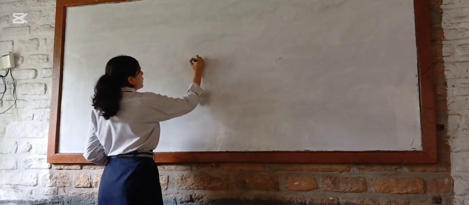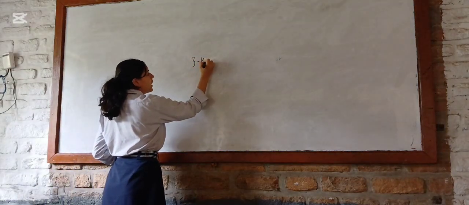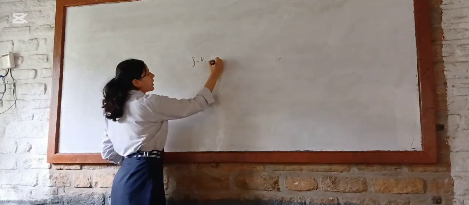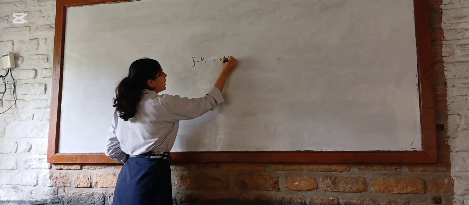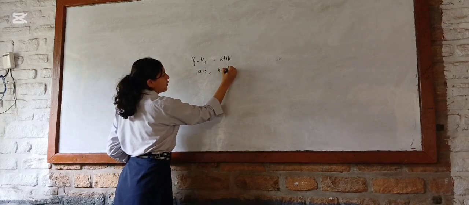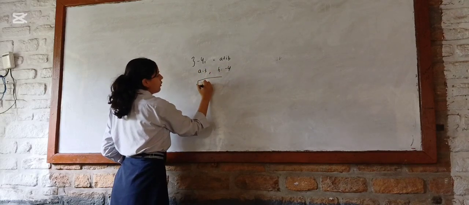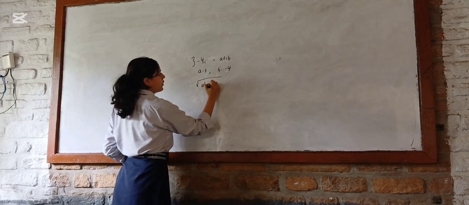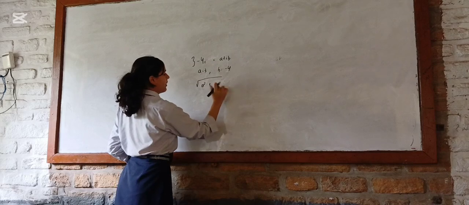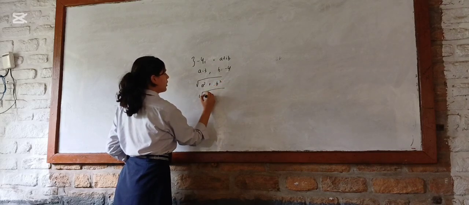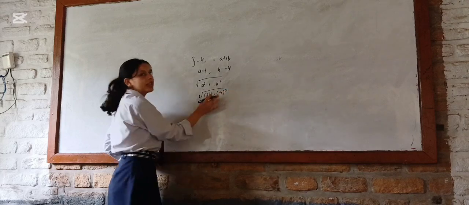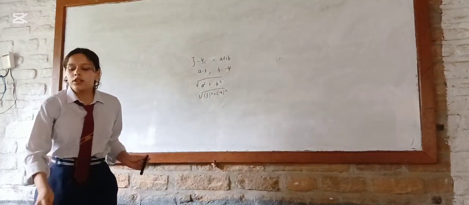From absolute value, you can be given a complex number like 3 minus 4i, and you will be asked to find the absolute value. You can just compare it with a plus ib. So in this situation, a is 3 and b is minus 4. So just add the formula, and on solving, you will get the value.